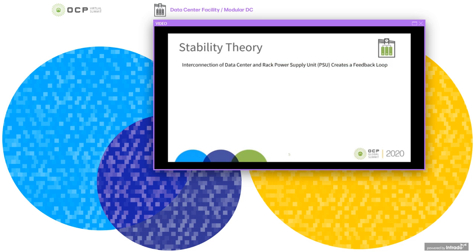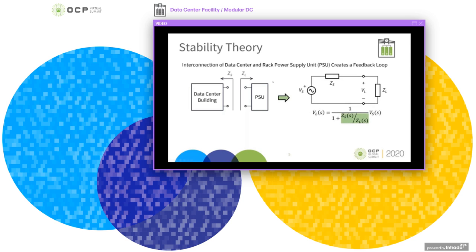To explain the resonance, we have successfully used system stability theory based on system impedances. This theory shows that interconnection of data center and rack power supply units, or PSUs, creates a feedback loop. In this diagram, the data center on the left has a certain impedance, CS, and then the power supply unit is on the right, and it has an impedance labeled CL.